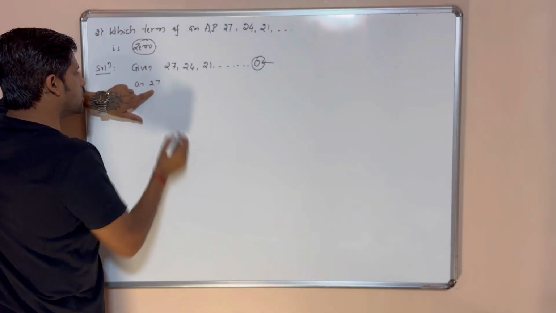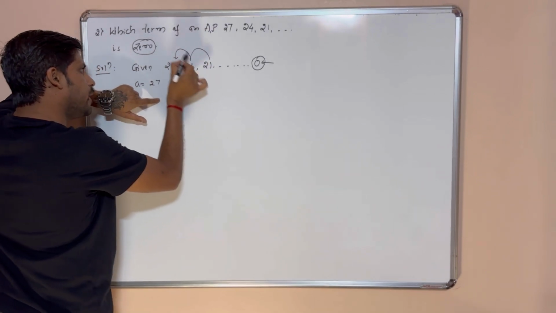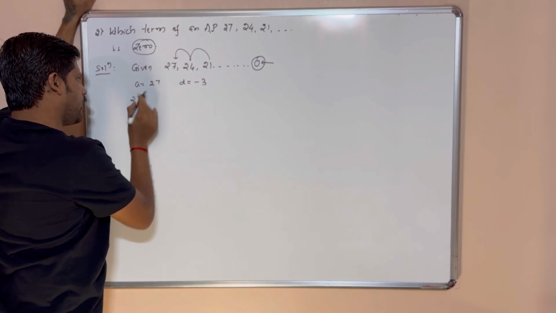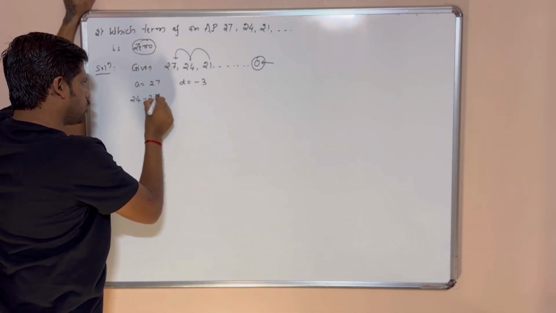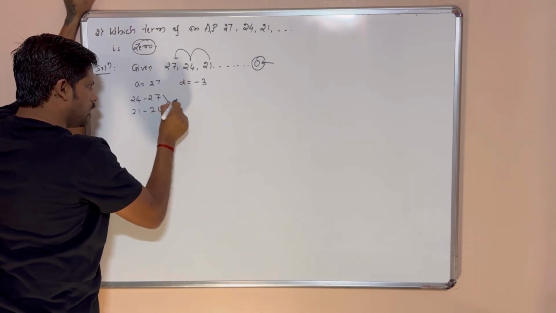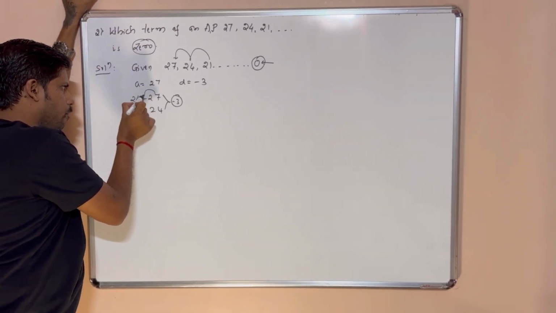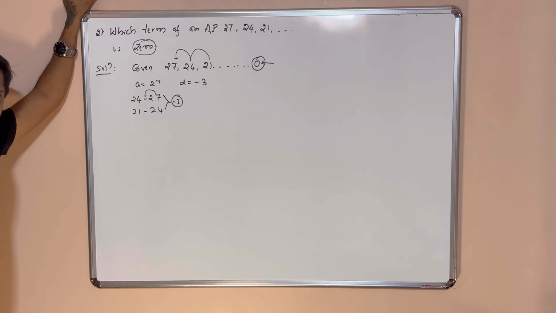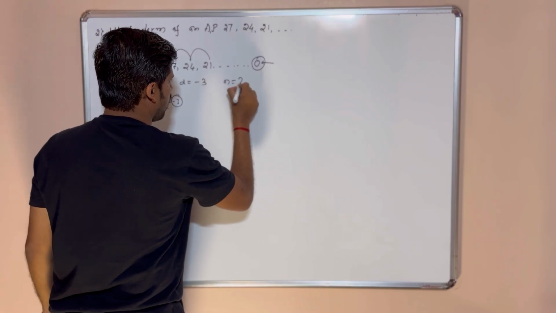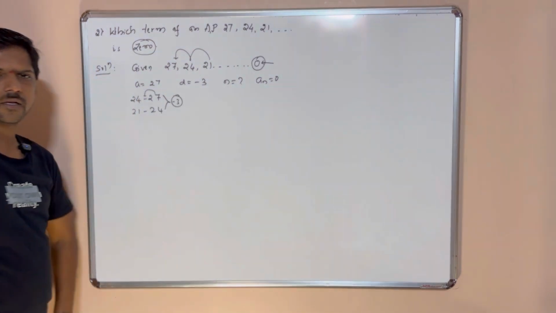So A is equal to 27. What is the common difference? 24 minus 27, minus 3. 21 minus 24, minus 3. So minus 3 because 24 minus 27, second term minus first term. Third term minus second term is equal to minus 3. Right? Because here before the bigger number we have minus sign. So d is equal to minus 3. Here we have to find the value of n. And also given that last term is 0, that is important. An is equal to 0.